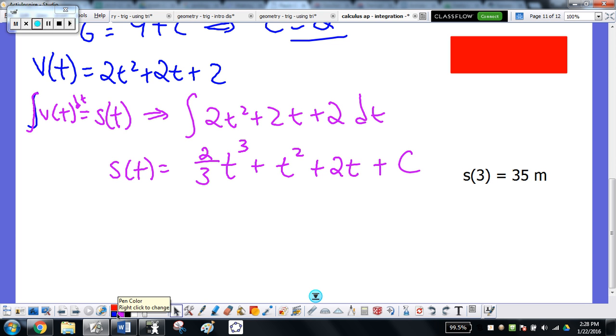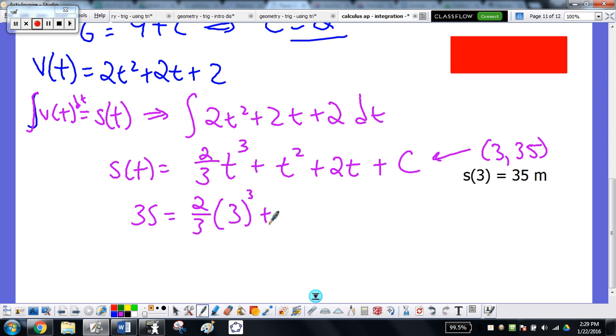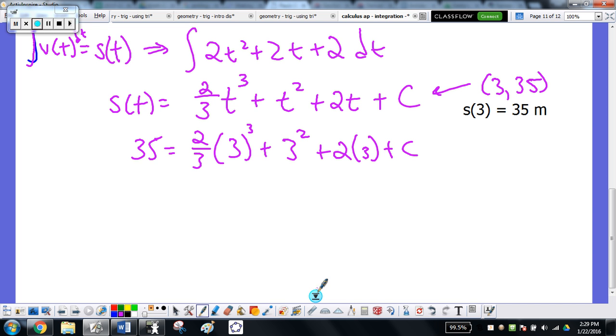S of 3 is the output. Let me write this in function point notation so you can kind of see it. Right, 3 comma 35. We need where this curve passes through that. Okay, well, 35 is our output. It's going to equal 2/3 3 cubed plus 3 squared plus 2 times 3 plus c. Okay, just replacing t with 3 and s of t with 35, our position and our time. Okay, well, that shouldn't be too bad.